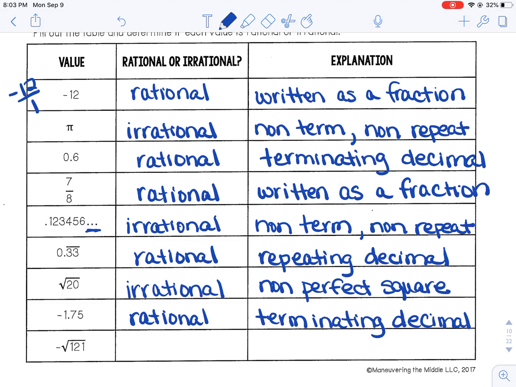The last one on this page, we have a square root with a negative sign on the outside. Well, we need to look at the square root. Is the square root of 121 perfect? Yes, it is, because 11 times 11 gives you 121. So if I were to simplify that, that would give me negative 11. Negative 11, I can make into a fraction, so this is a rational number.